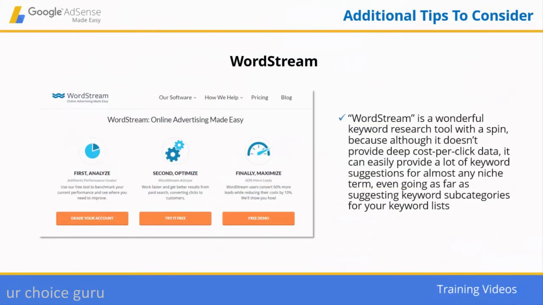WordStream. WordStream is a wonderful keyword research tool with a spin, because although it doesn't provide deep cost per click data, it can easily provide a lot of keyword suggestions for almost any niche term, even going as far as suggesting keyword subcategories for your keyword lists.